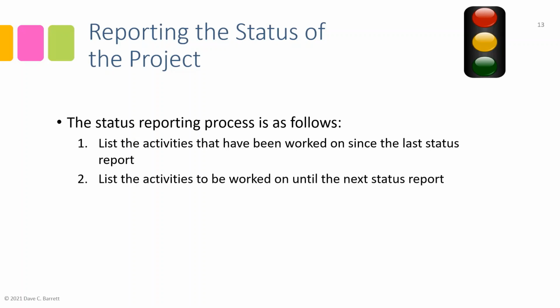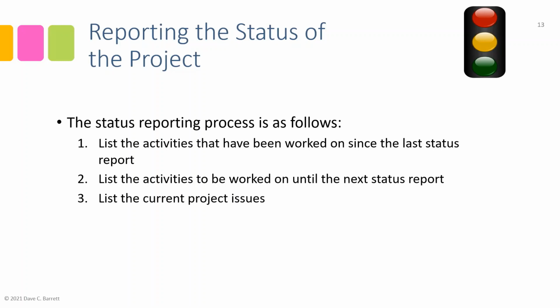The next thing is to review the activities that are to be performed until the next status report. So assuming a weekly reporting process, for the next week, we would be actively using the schedule to know what these are. We would go to the schedule and say, okay, what's coming up next? What are we going to work on in the next week or the next period of time?